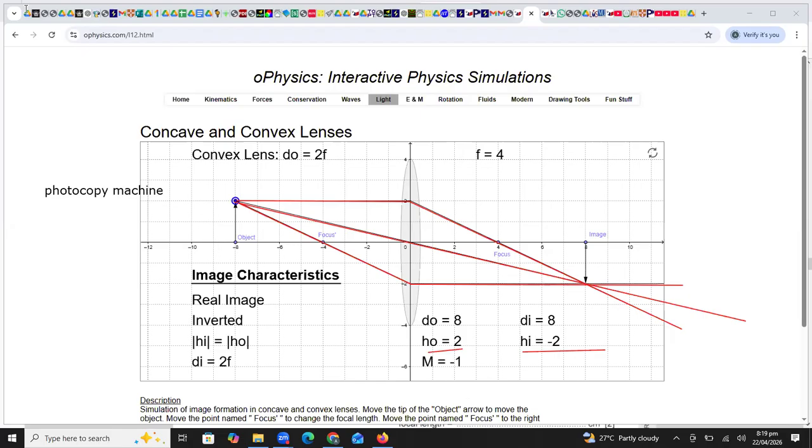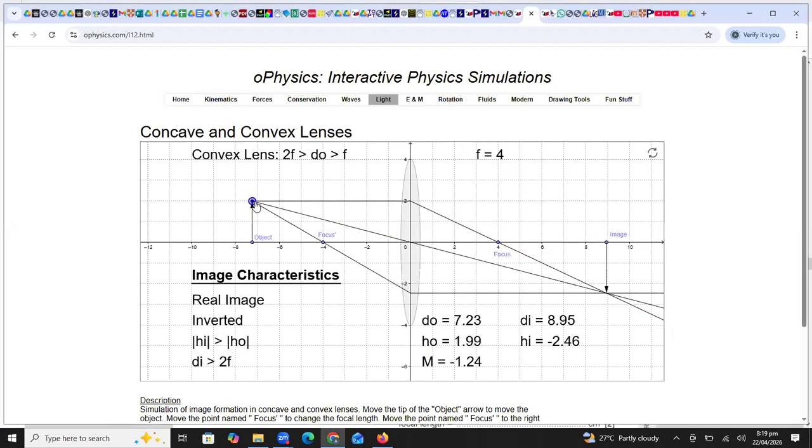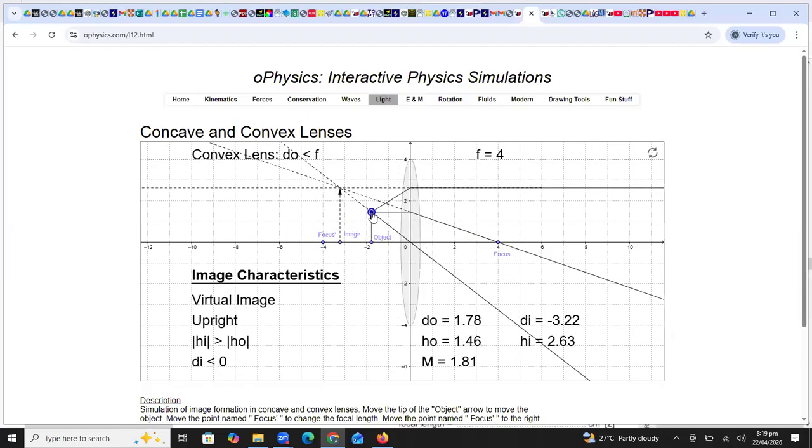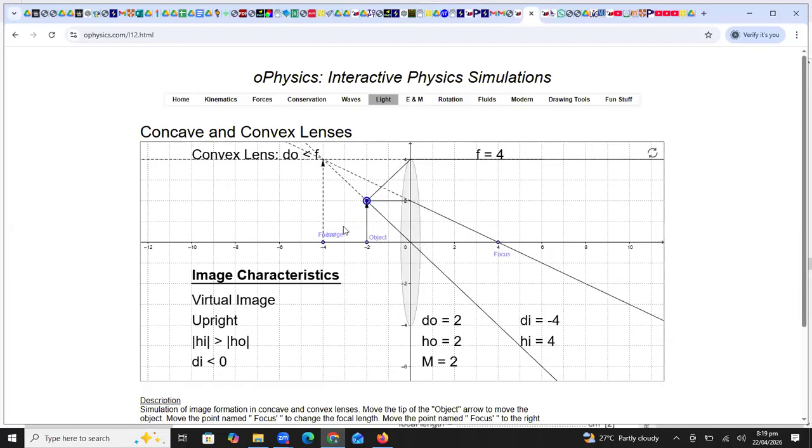All right, students. And you can see this image is inverted. So it means we are getting the real image. Inverted images are real images. All right. And let me show you the virtual image as well. If I move the object close to the lens, you can see when the object is placed between the focal point and optical center, it means that the image is formed at the same side of the lens. Can you see this, students?